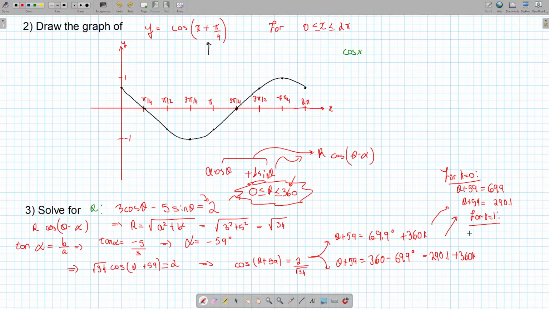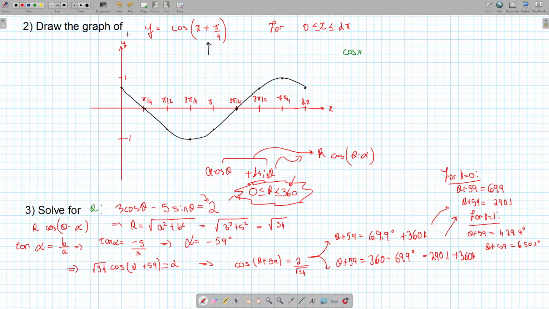Theta plus 59 is equal to 69.9 plus 360, which is 429.9, and theta plus 59 is equal to 290.1 plus 360, which is 650.1 degrees. Now we have to subtract 59. What's the problem? Many people do theta plus 59 equals 69.9, subtract 59, and then find the rest of the solution set. Many times, I repeated in my videos, maybe 17 times, you're not allowed to do this.